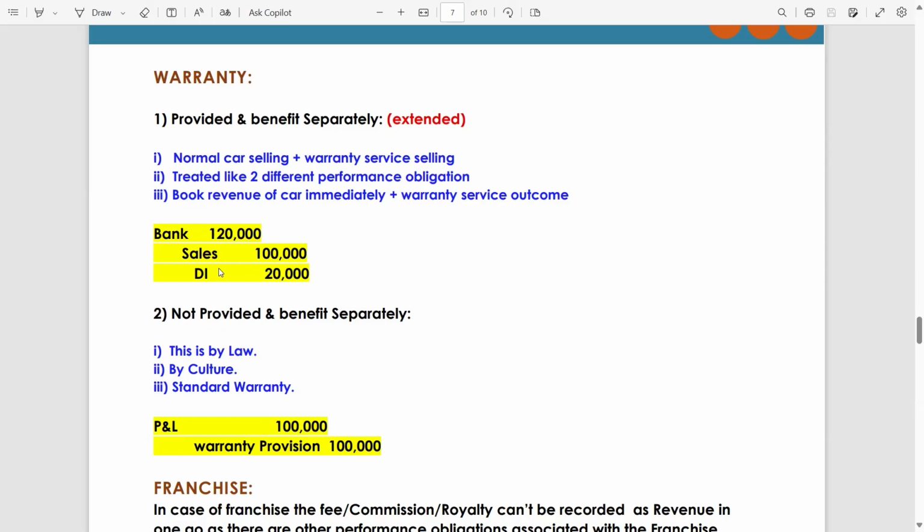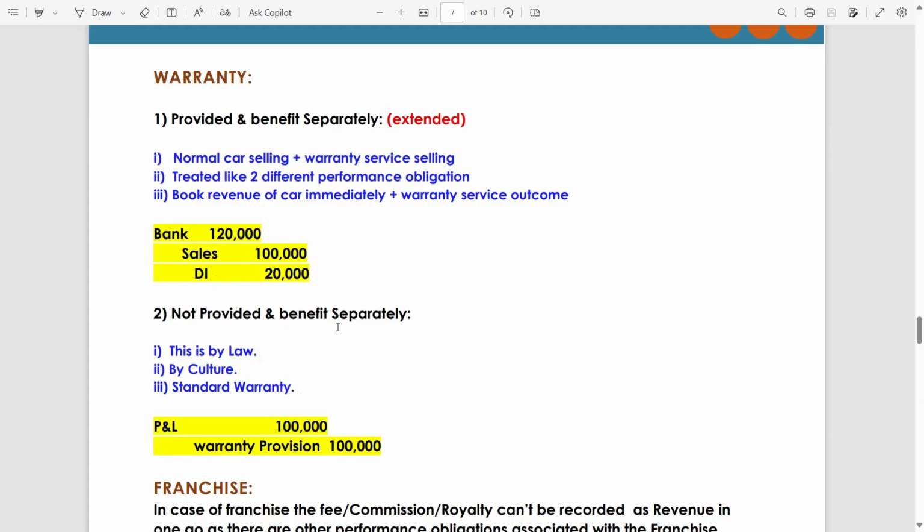Because warranty will be provided after 2 years. So in this year, I just sell the car, not the warranty, as the warranty will be provided from the next year. So that's why I have booked it as deferred income. Not provided and benefit separately means by law, by culture, standard warranty.